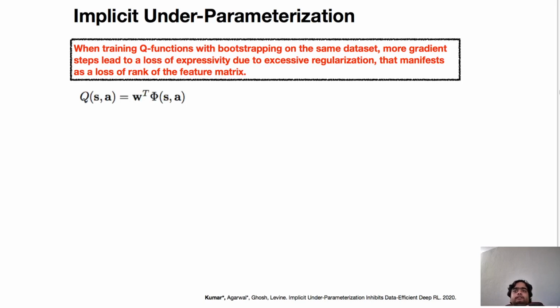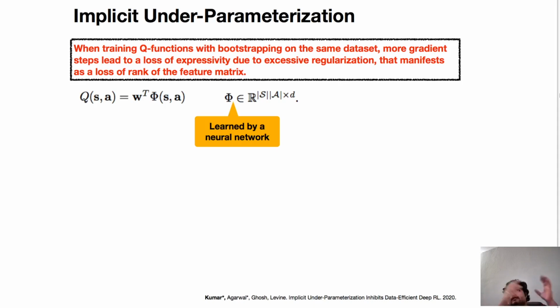So let's imagine our Q function Q(s,a) is denoted by a neural network, which is given by a linear transform W transpose over a set of learned features phi. So your phi features, which map state action pairs to a d-dimensional vector, are learned by a neural network that you're also training. And you have a W vector which belongs to R^d that you're taking a dot product with, W and phi, to obtain the Q value for a particular state action pair.